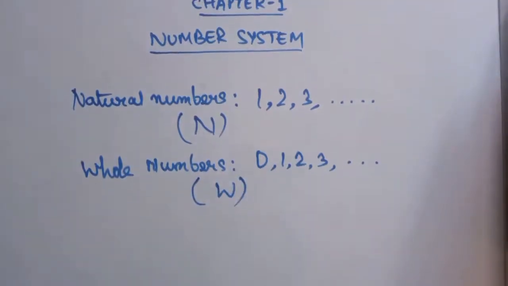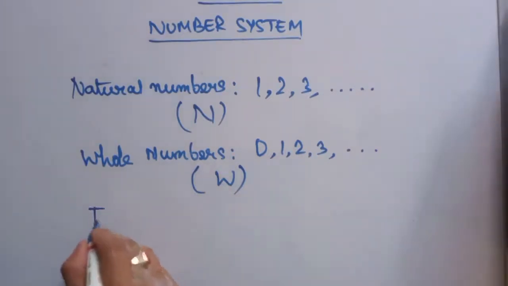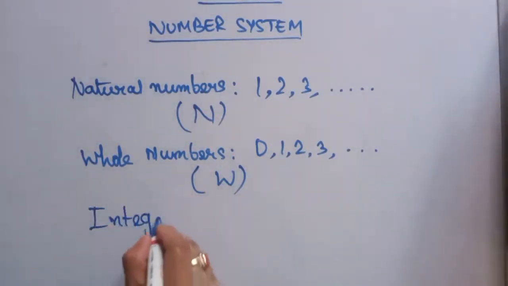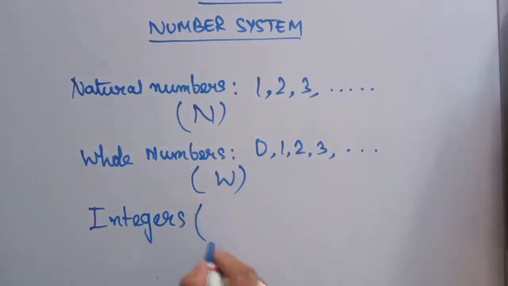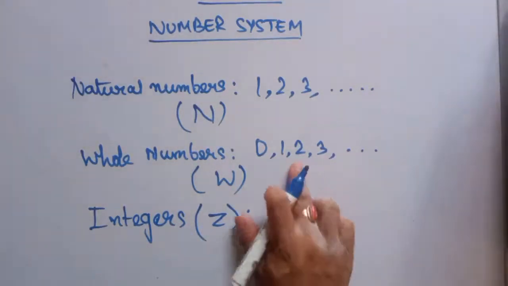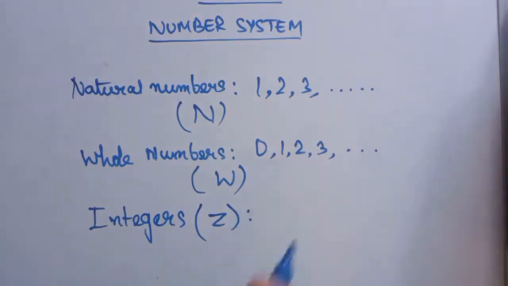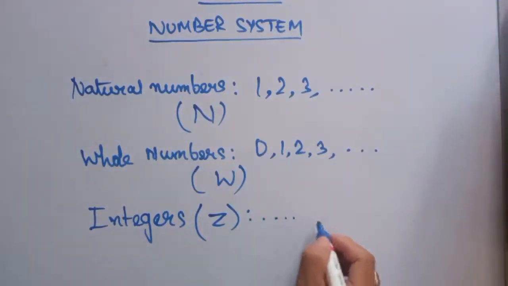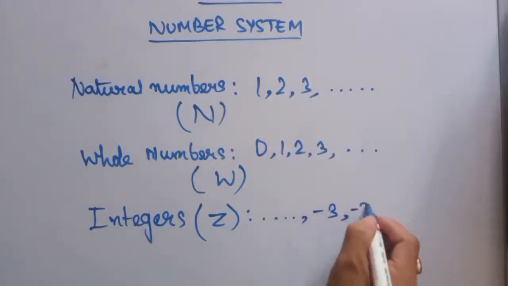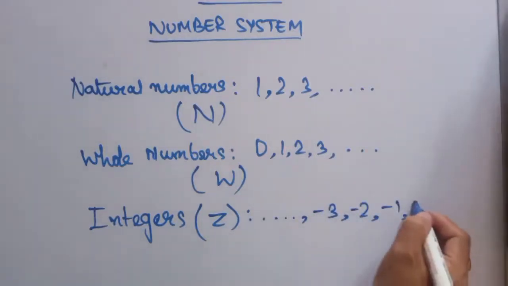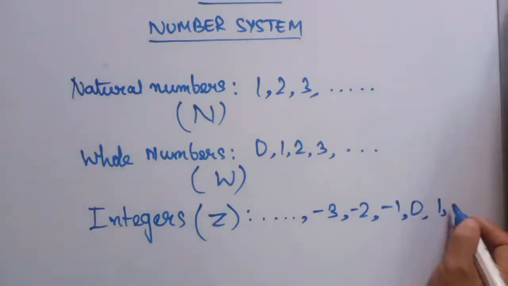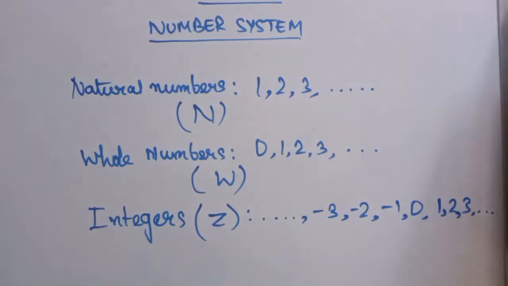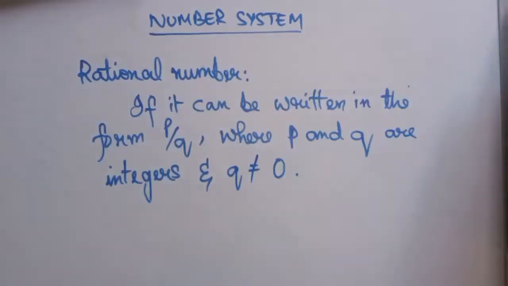Next, we will study integers. The collection of integers is denoted by Z. So if we add negative numbers to the collection of whole numbers, we will get integers. So numbers like -3, -2, -1, 0, 1, 2, 3 are integers.